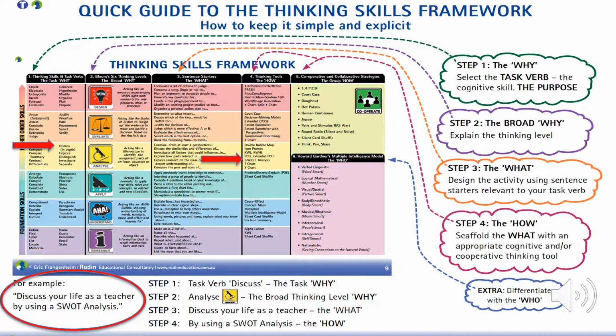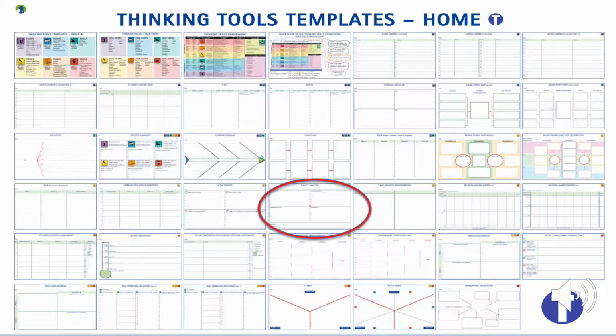Then step 3, we need to design a question. What is it we're going to ask? So the question is, discuss your life as a teacher. And step number 4, the how, the tool to accompany that skill would be something like the SWOT analysis. And you end up with the assessment item or question activity, discuss your life as a teacher by using a SWOT analysis. Now that is scaffolding.